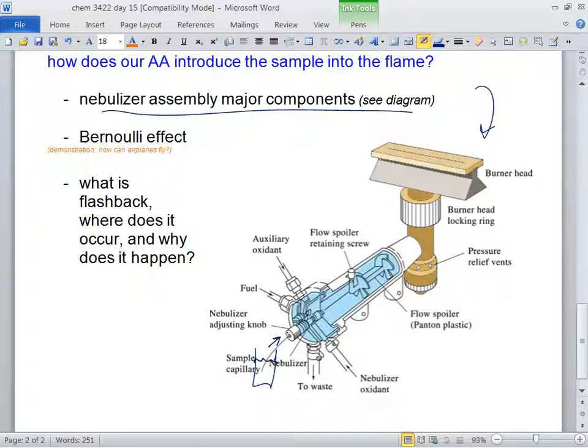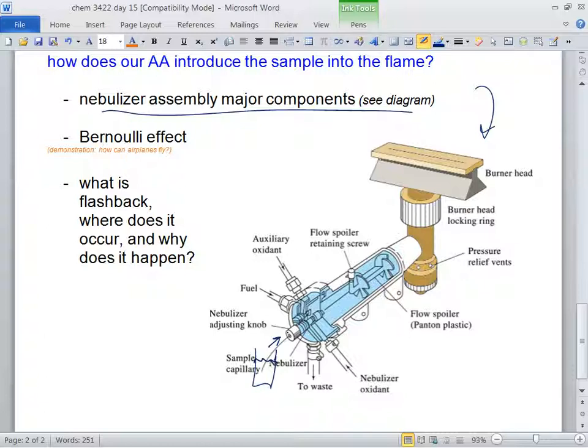So the flame is drawing it up there. Does that make sense so far? Okay. So the sample gets pulled in and gets nebulized. Most of it ends up going to waste. Only the smallest droplets make it through the flow spoiler, these baffles, and get carried up into the flame and do their thing. And we'll talk about how it draws it in a bit, but let's finish this question.